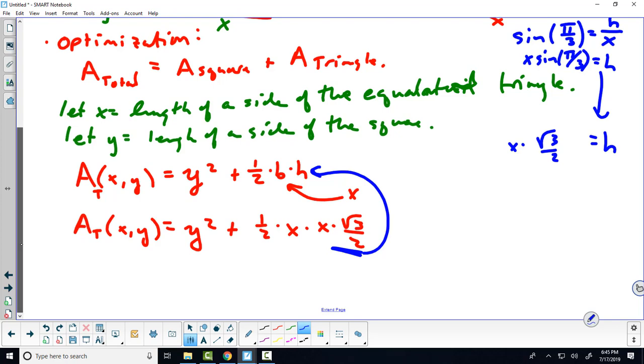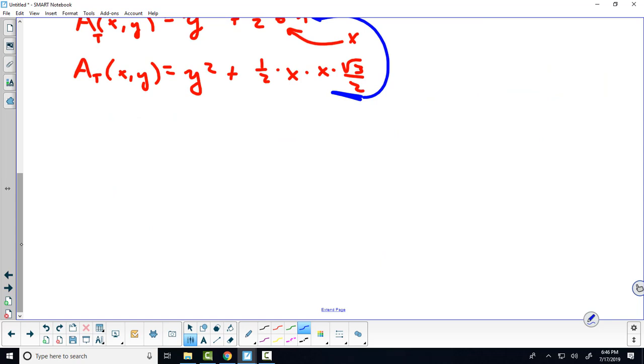Okay, so now let me just take one more step to clean this up a little bit more. We get the area in terms of x and y is y squared plus the square root of 3 over 4 x squared. How are we doing? Okay, just cleaning up that right-hand expression because it was messy. All right, so there is our objective function. Whew, at long last.